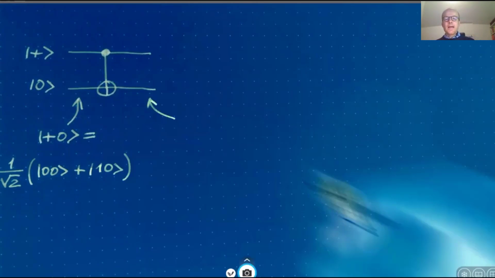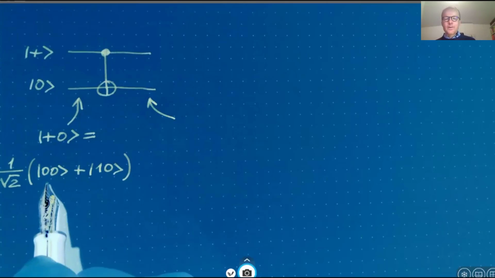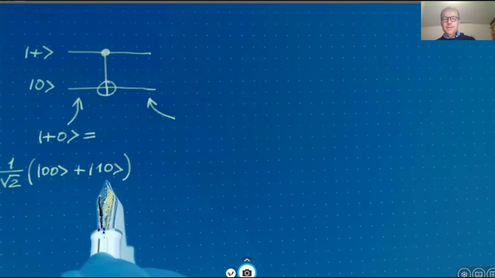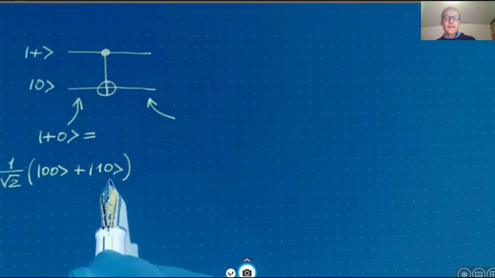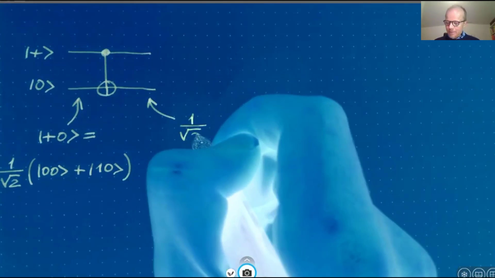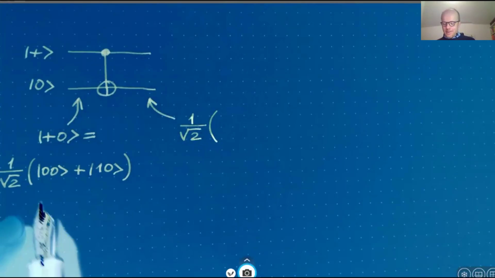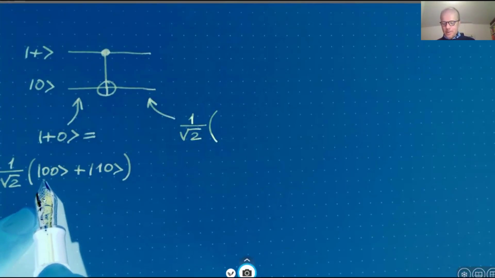The C0 gate is a unitary transformation. Unitary transformations are linear operations. They're linear operators. So they act on these two terms separately. So the output is the linear combination of the C0 acting on 0, 0.